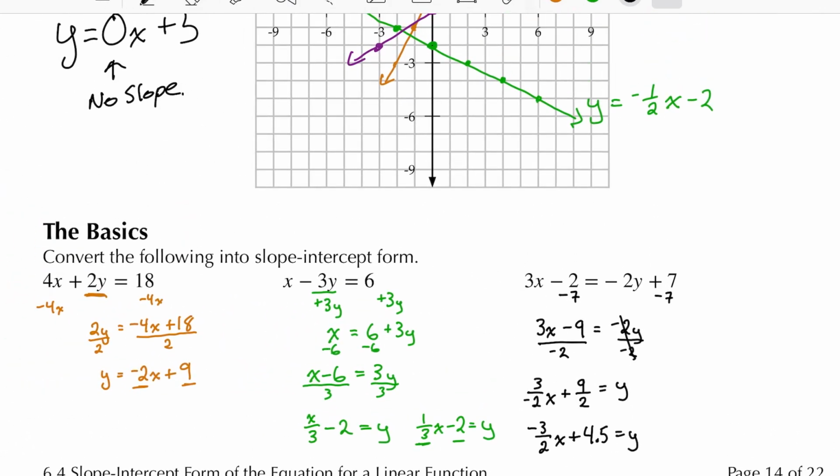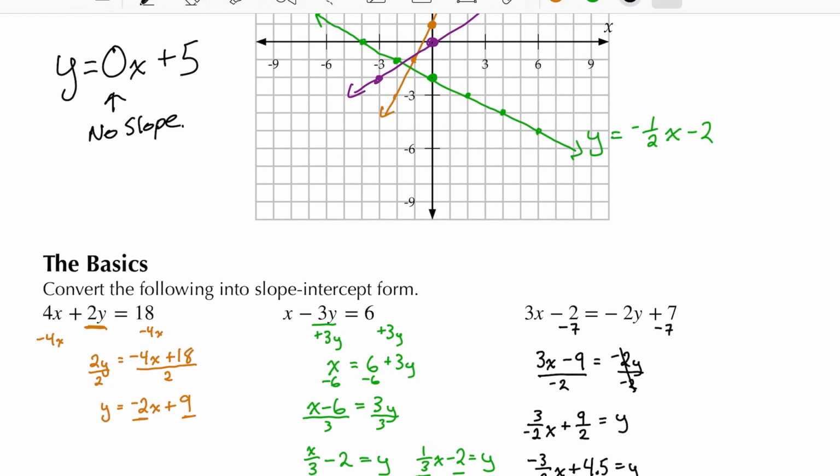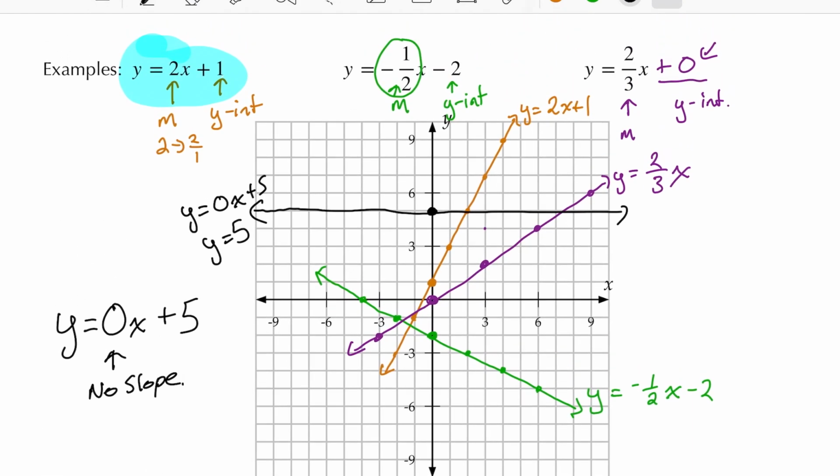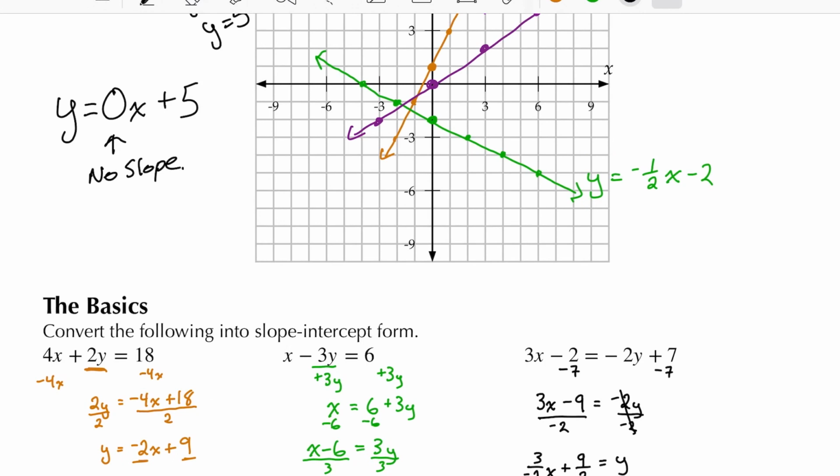All right, so I hope this was helpful for you. You should understand what the slope-intercept form is, y equals mx plus b. You should be able to quickly graph functions in the form y equals mx plus b, and you should be able to convert other linear functions into y equals mx plus b form.